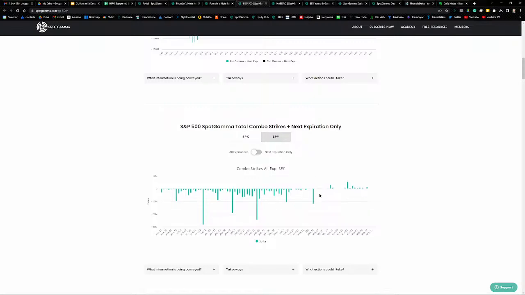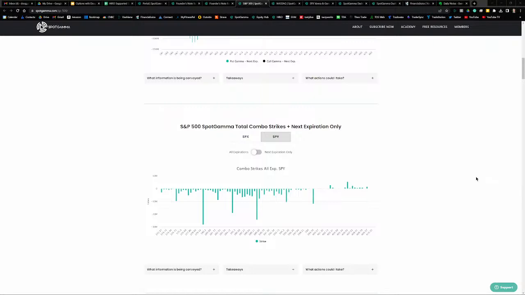Take a look at it in terms of SPY. And that's the 400 level, 399. So the volatility trigger for SPY is at 402. Okay, those are the gamma levels.